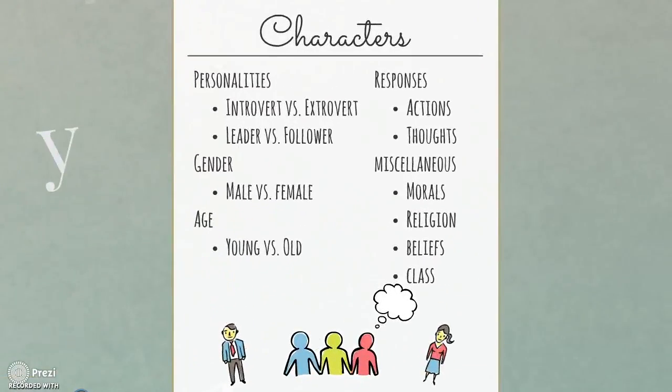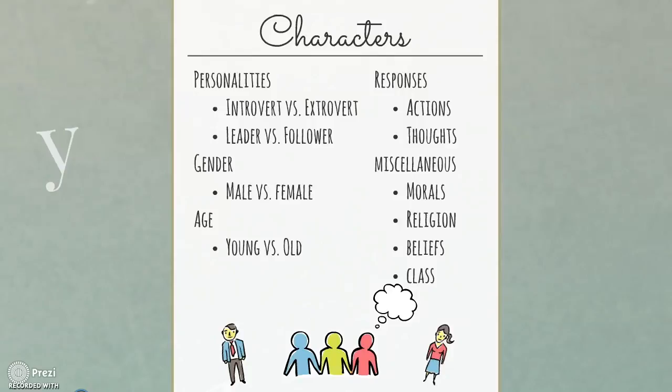Characters are another important gear that move plot. Plot can be affected by characters' personalities. For instance, if a character is an introvert, they're going to act a lot different than if they were an extrovert, and the story is going to progress through a whole different lens. Same as if they were a leader or a follower. If you're following a story through the eyes of a leader, you're going to take a whole different lens than if it was a follower.